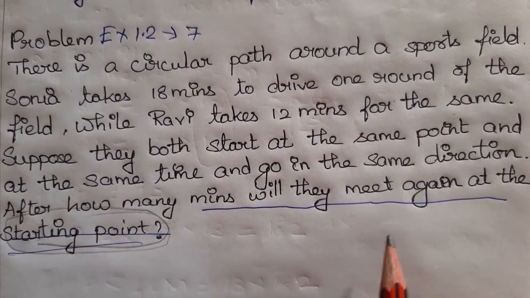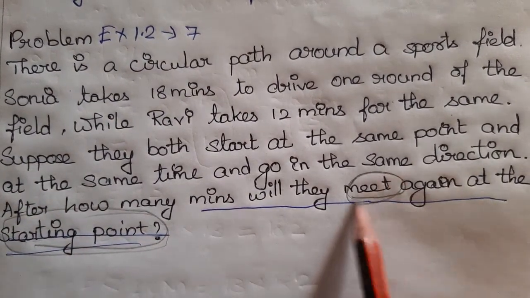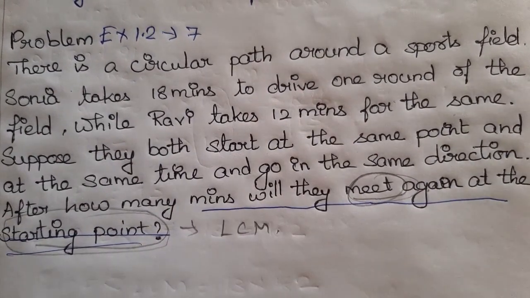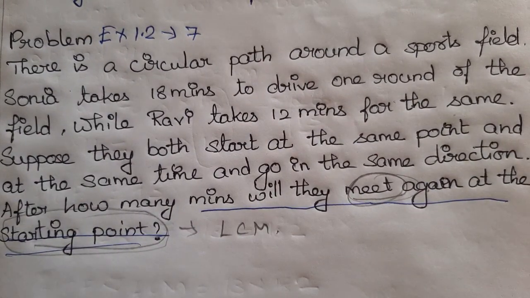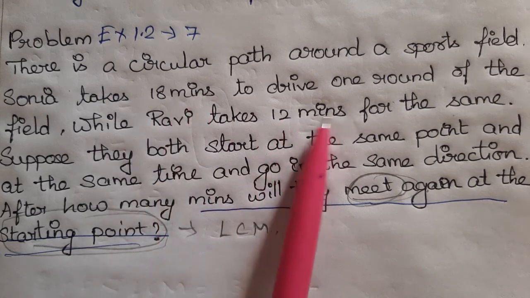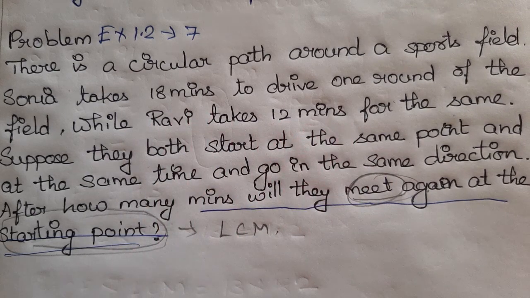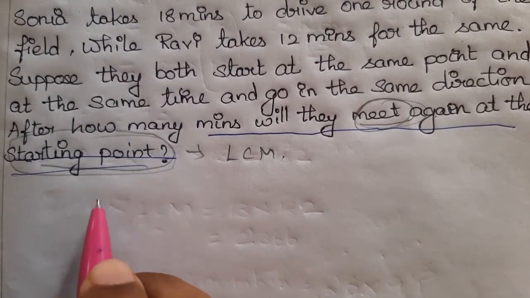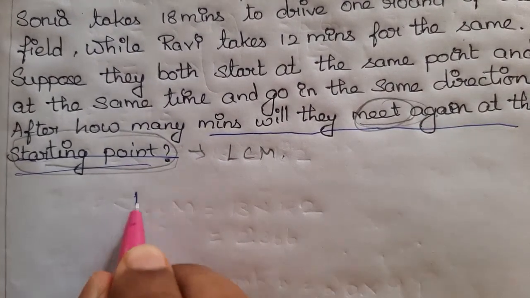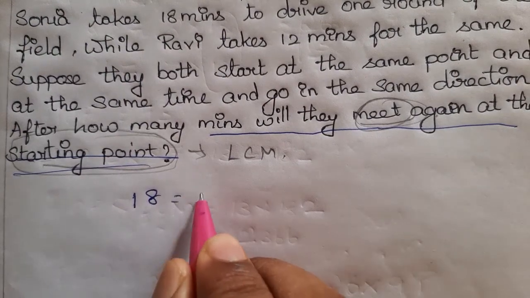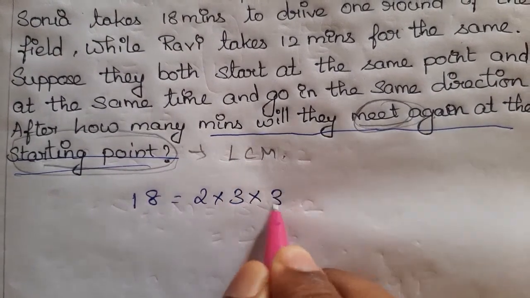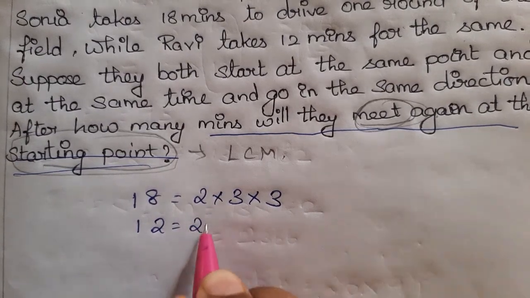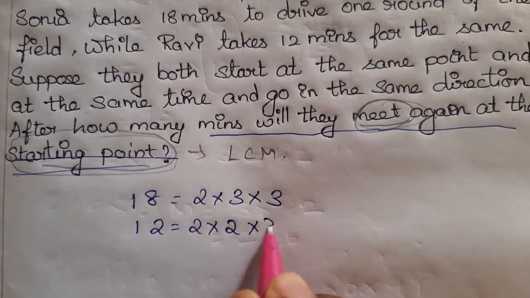So what do we have to find here? Meeting again at the starting point is finding an LCM, right? So we have to find the LCM of 18 and 12, and that is the meeting time. Yes, here we go for the problem. So LCM of 18 and 12. 18 we can write as 2 into 3 into 3, product of primes, right? And 12 we can write as 2 into 2 into 3.